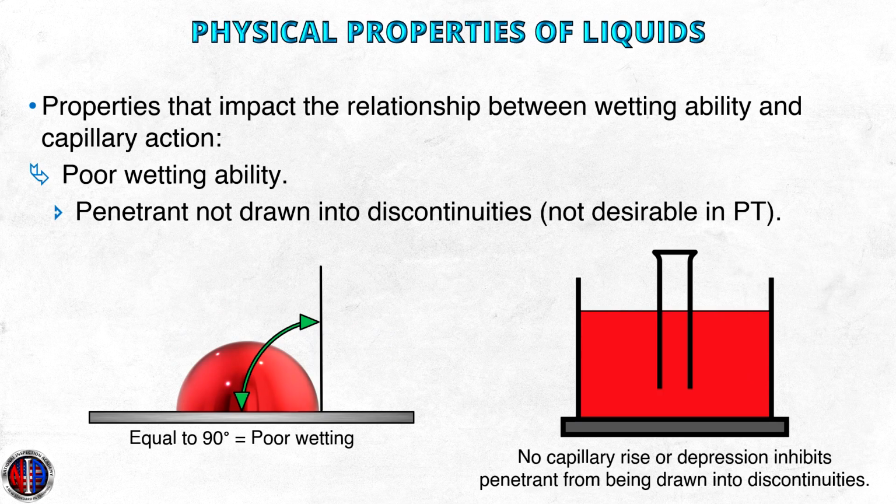Poor wetting ability is defined as if we put a drop of our penetrant on glass and the angle from the edge of that drop was equal to 90 degrees, that would give us poor wetting ability. If we were to put a tube into a bath of the penetrant, we would have no capillary rise or depression, and it inhibits the penetrant from being drawn into discontinuities.